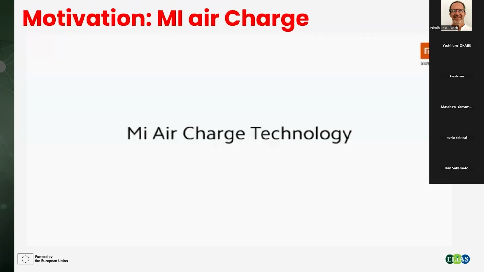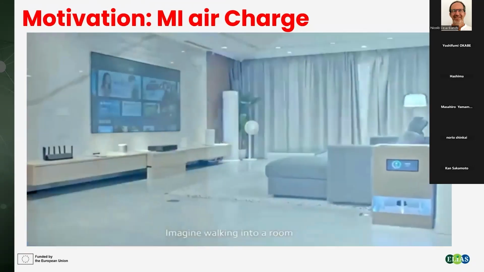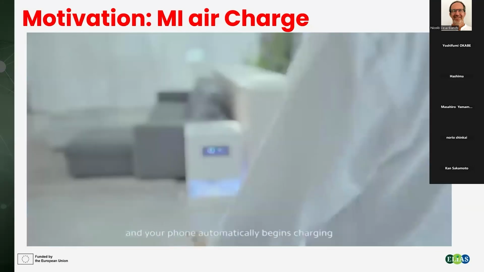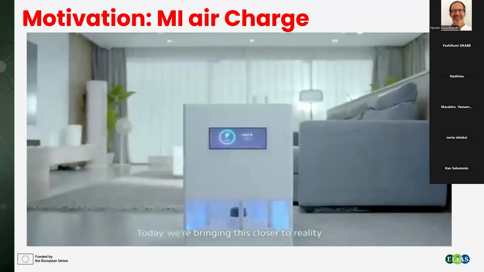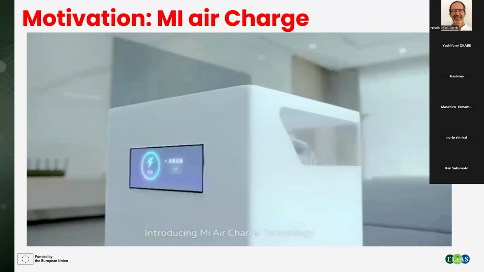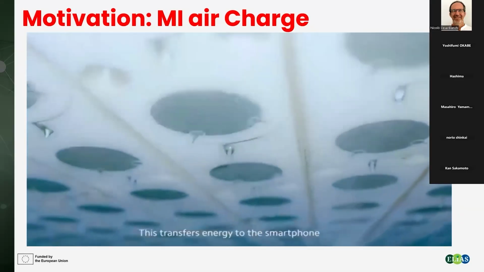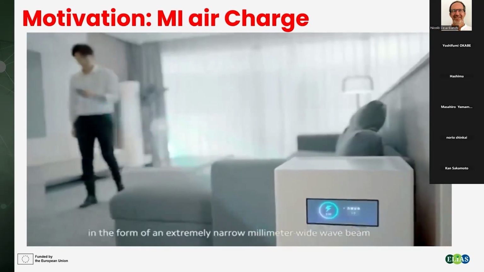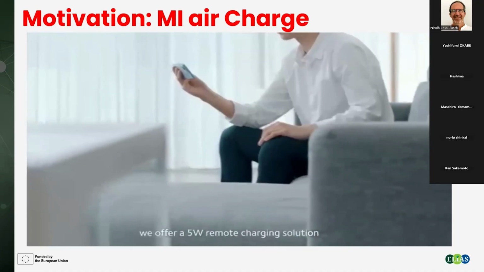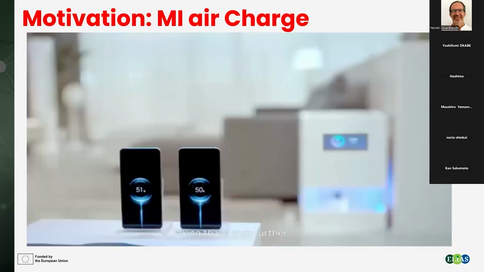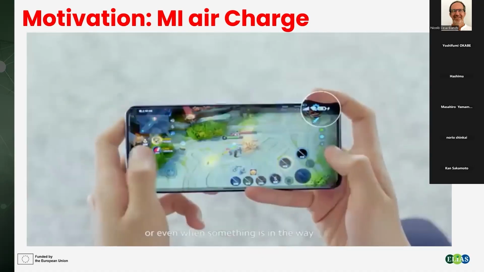This is a motivating example. What does charging look like in the future? Imagine walking into a room and your phone automatically begins charging. Today, we're bringing this closer to reality. Introducing Air Charge technology. Using a system of 144 antennas, it transfers energy to the smartphone in the form of an extremely narrow millimeter-wave beam. Within a few meters, we offer remote charging solutions. Taking that a step further, it also supports multi-device charging, charging on the move while gaming, or even when something's in the way.